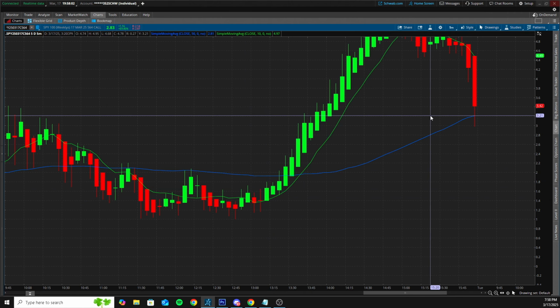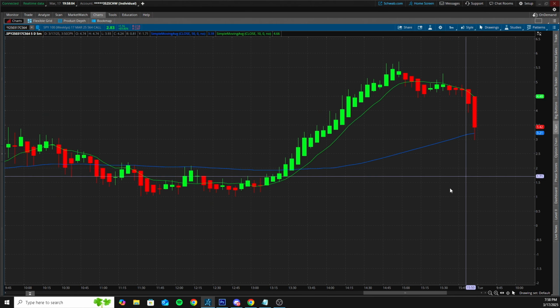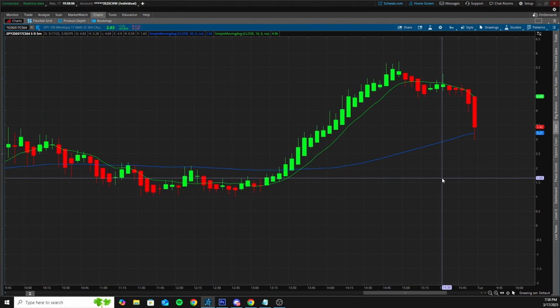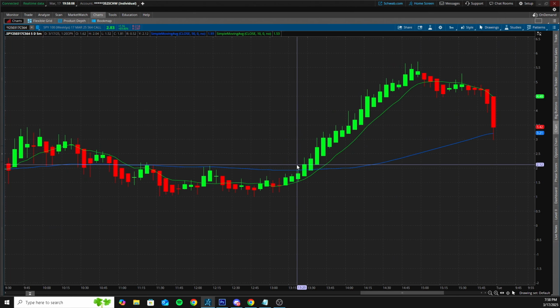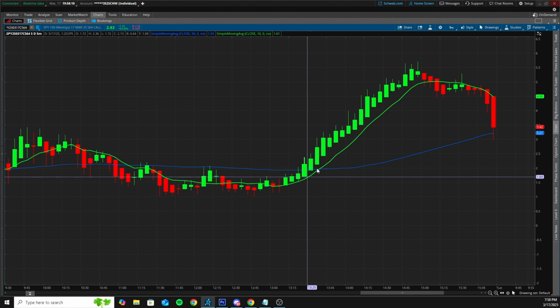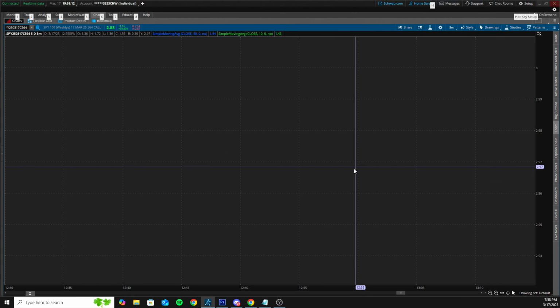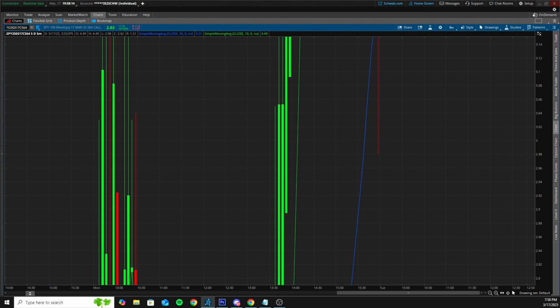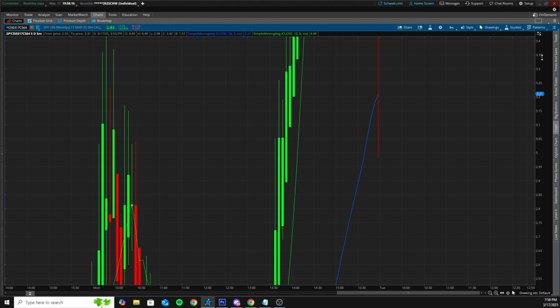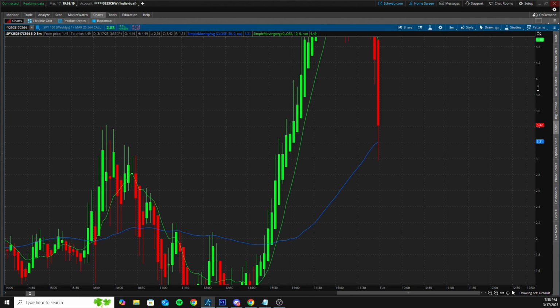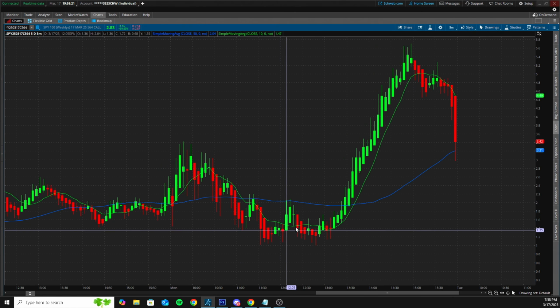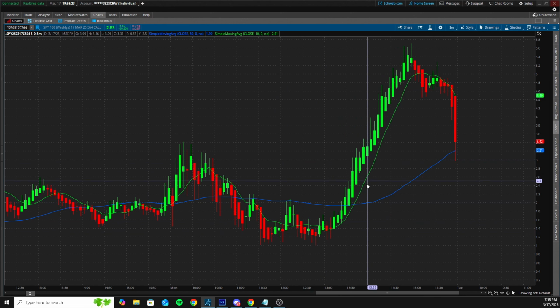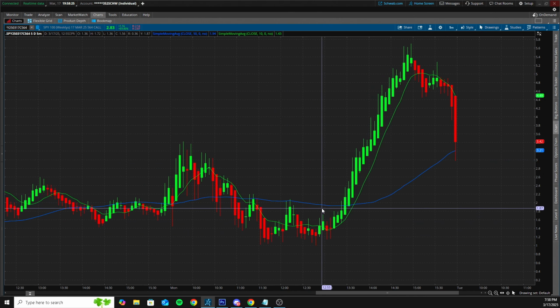This one was a little bit harder to play. I know some people took it. I took it lighter size, just because I didn't get the entry I wanted. So, this 10's going above the 50, and pretty much this entire way there was no really good entry point in my opinion. There was no point that I really liked to take an entry, because we just kept running, and there was no pullback at all at this point.